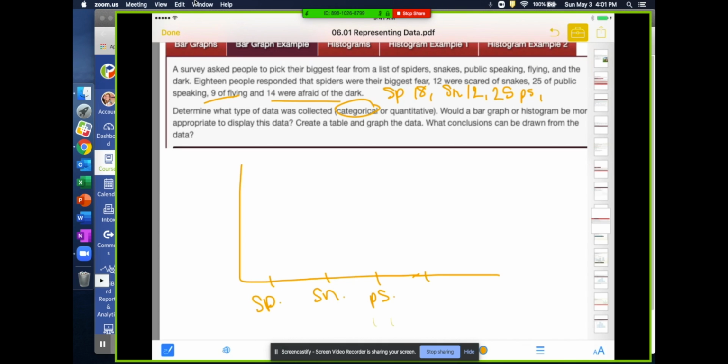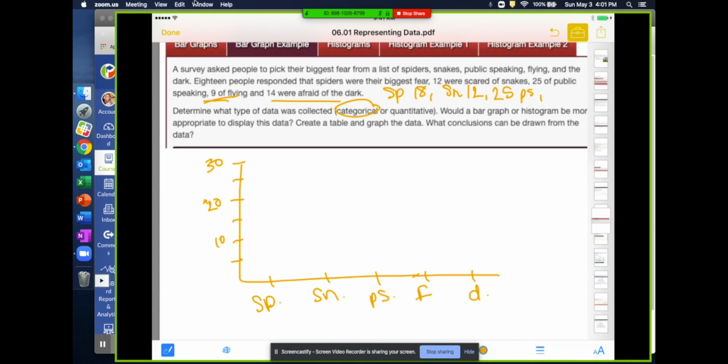And then up vertically, the y-axis, I need to figure out how I'm going to represent my frequencies. My lowest, it looks like, is 9, my fear of flying. My highest is 25, which is public speaking. So I know I need to have the range of at least 9 to 25. I think I'm just going to go by fives. So 5, 10, 15, 20, 25, and then up to 30 to make sure I have everything.